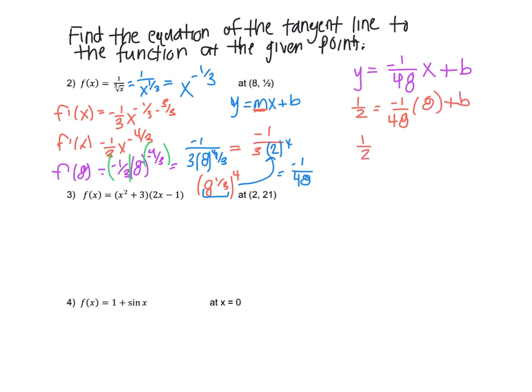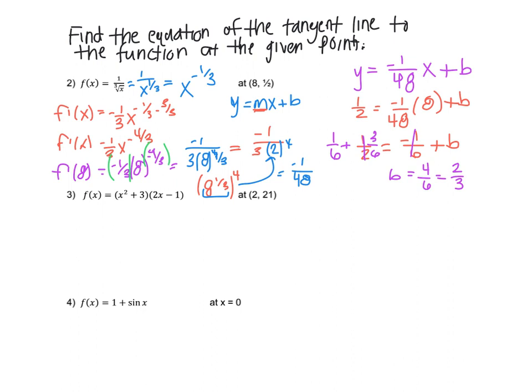We end up with 1/2 equals negative 8 over 48, which simplifies. 8 times 6 is 48, so that would be negative 1/6 plus b. So to get b, I need to add 1/6 to both sides. So I need to add 1/6 to 1/2. And I can rewrite 1/2 as 3/6. Okay, so 3 over 6 plus 1 over 6 is 4 over 6, which means b equals 2/3.